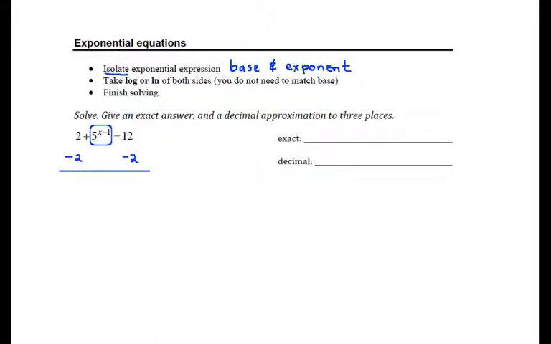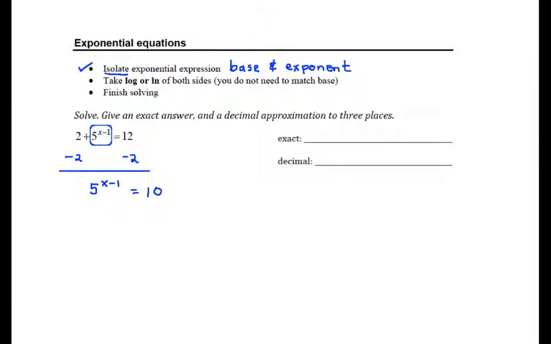So subtracting 2 from both sides gives us 5 to the power x minus 1 on the left and 10 on the right. I now look and I can see that 5 is my base, x minus 1 is my exponent, so I have isolated the exponential expression. Now I'm ready to take a log or a natural log of both sides. I don't have to match the base of my exponential expression. So this exponential expression has base 5. There's no need for me to take log to base 5 of both sides.